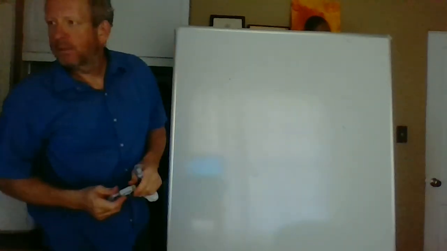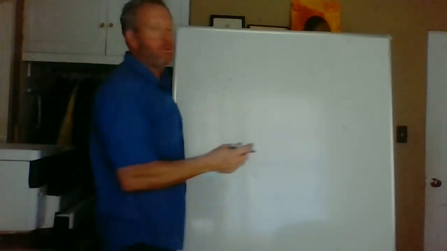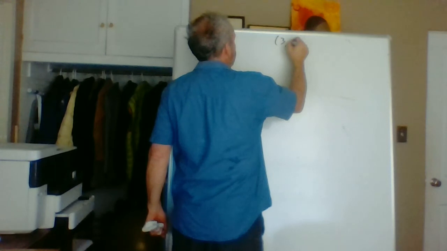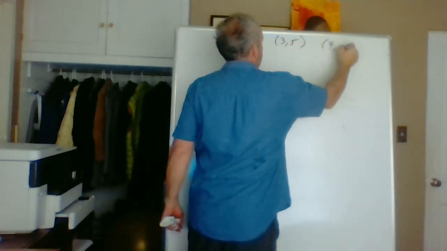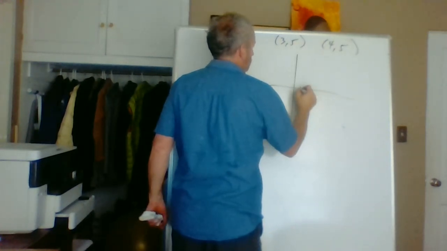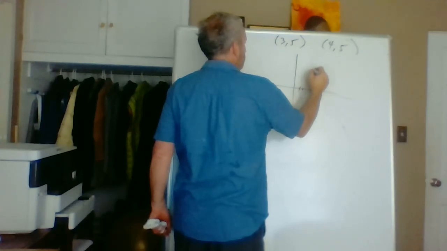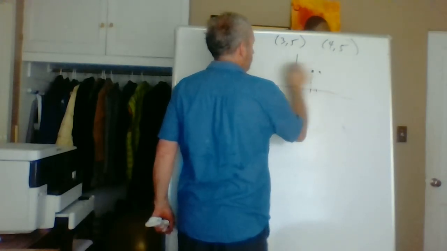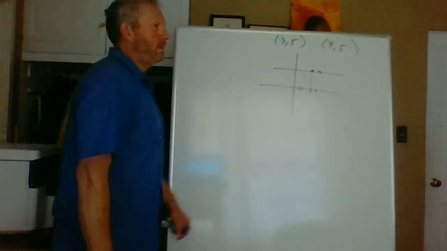Number 23. 3, 5, 4, 5. Aha, okay. 3, 5, 4, 5. So let me get a quick graph of this. 1, 2, 3. 1, 2, 3, 4, 5. 4, 5 is a horizontal line.